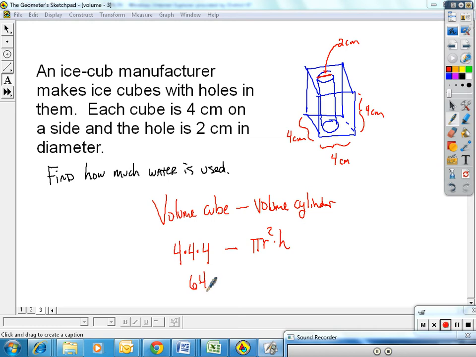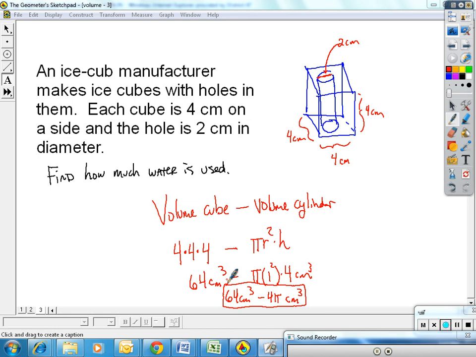This is 64 centimeters cubed minus pi times my diameter is 2, my radius then is 1, squared, and my height is 4 centimeters. So I have 64 centimeters cubed minus 4 pi centimeters cubed. And there is my answer.